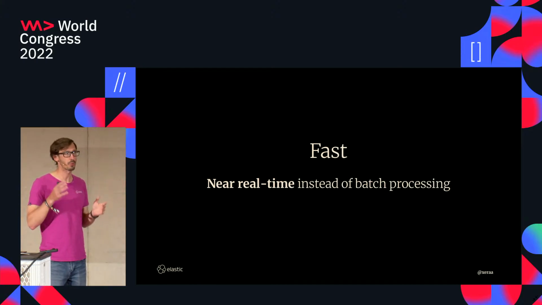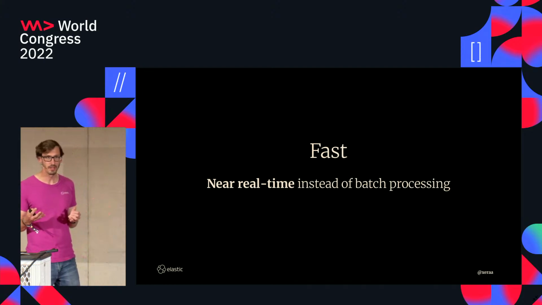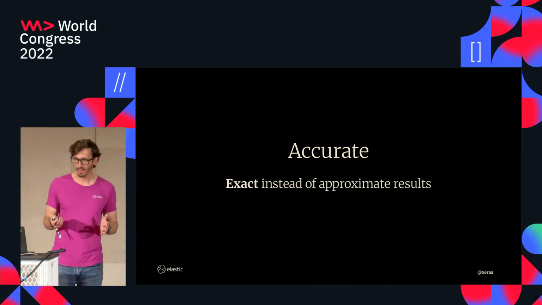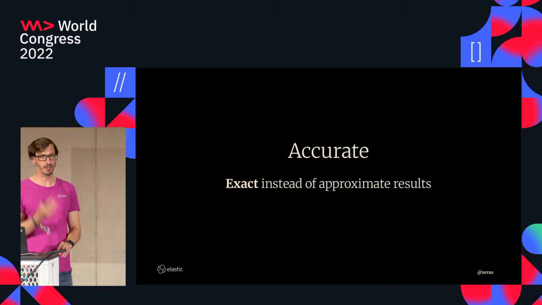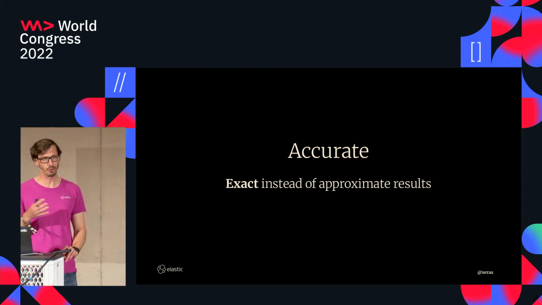So it's anything up to, depending on how patient you are, 1 or 3 seconds maybe, but it's not much slower than that. Then you have accurate: you get exact results rather than approximations. We'll get into that because that one is confusing, like why would I ever work with inaccurate results?